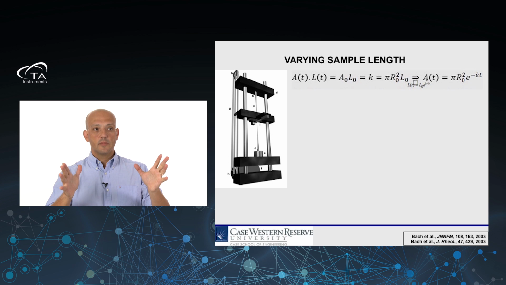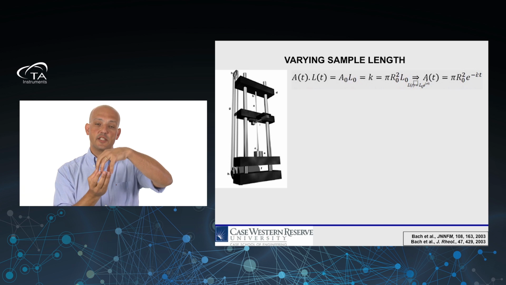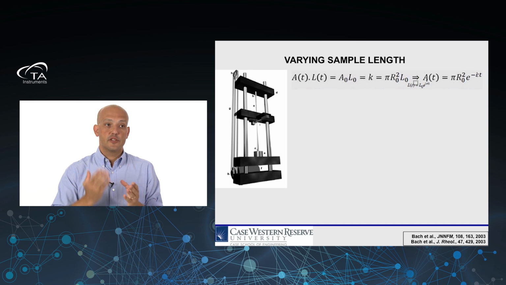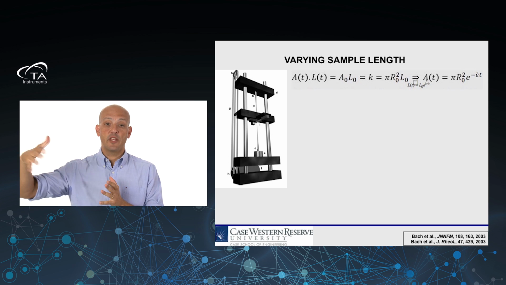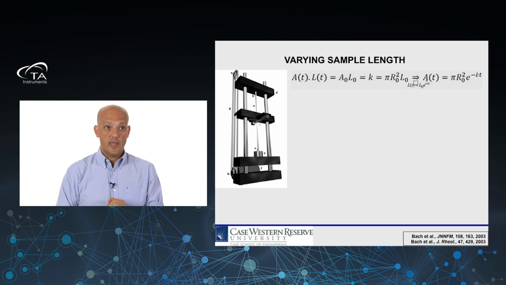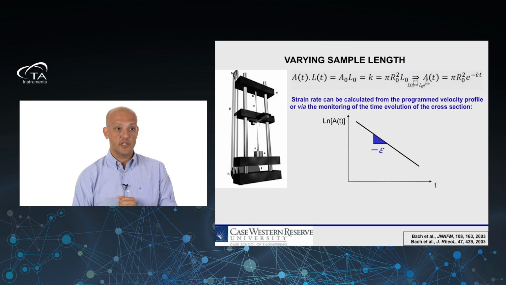Now, we know that the volume is constant, right? And the volume of a cylinder is the area times the length. So we have the initial volume, pi r0 squared L0, and from that we can calculate the area evolution in time. And what we find is that the area in time has to also decrease exponentially.